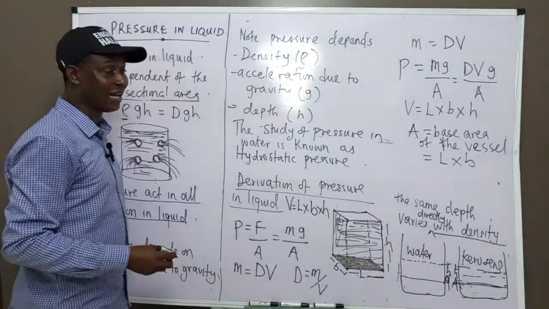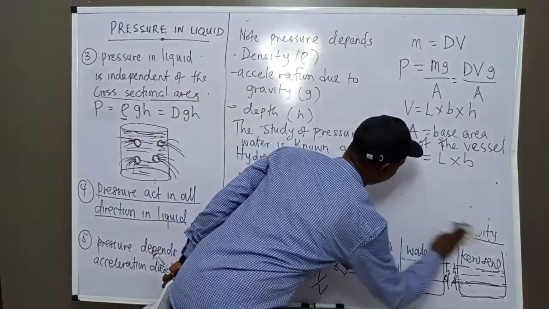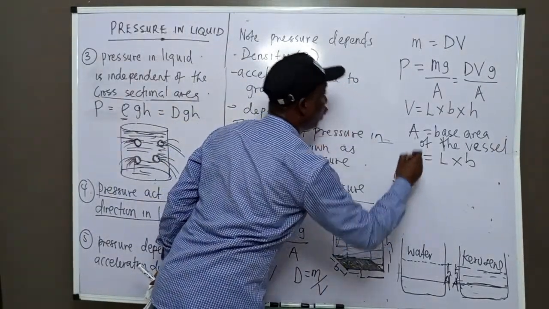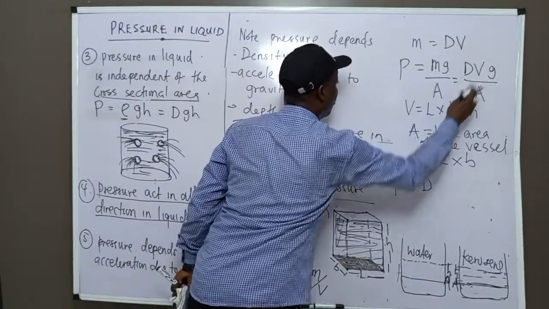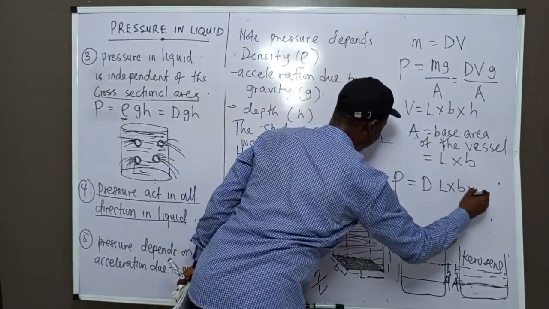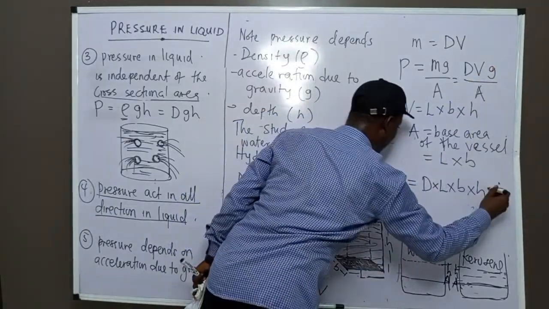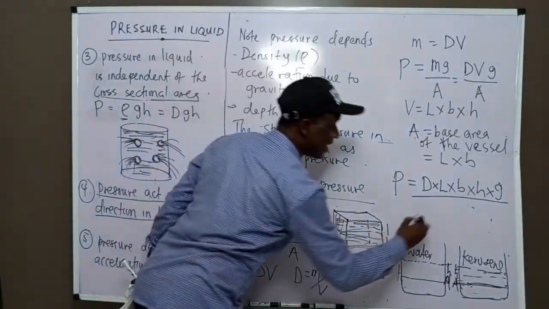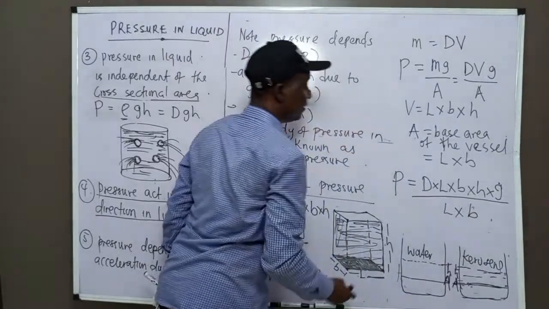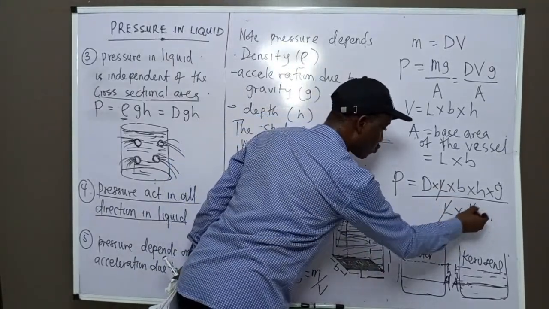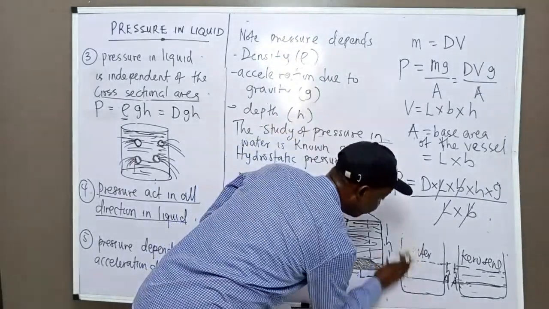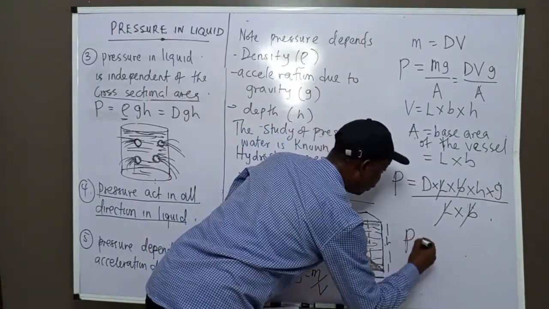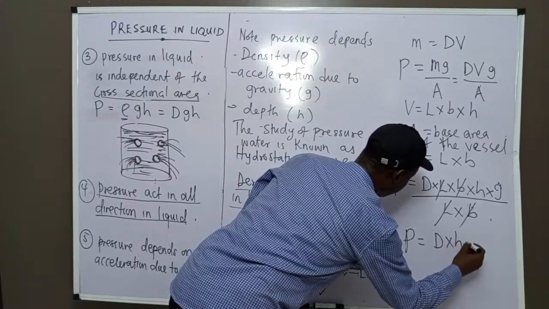Now, if you consider that as length times breadth, which is the base area, let us place it in that formula accordingly. I would have pressure equal to density, and in place of volume, length times breadth times height, then times g, divided by the base area, which is length times breadth. Then this one will cancel that. What do we have now? Pressure equal to density times h times g.